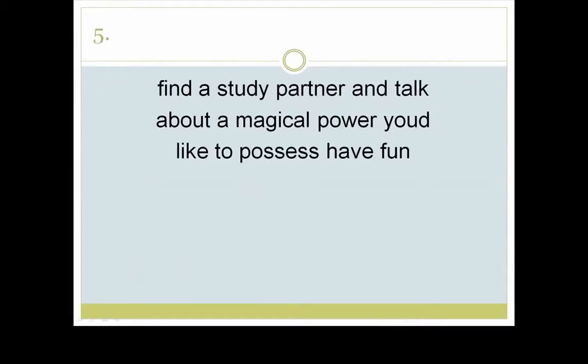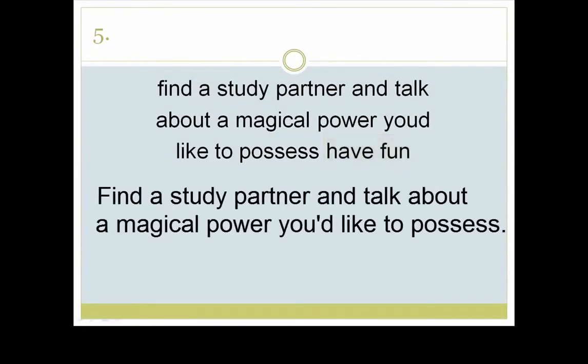5. Hopefully you recognize the use of the imperative. Here we have an instruction, a direction, and then a request or invitation. Find a study partner and talk about a magical power you'd like to possess. So it starts with a capital letter and ends with a period. Have fun! Start with a capital letter and end with an exclamation point. We also have a contraction, the short form of you would, you'd. So we need an apostrophe.